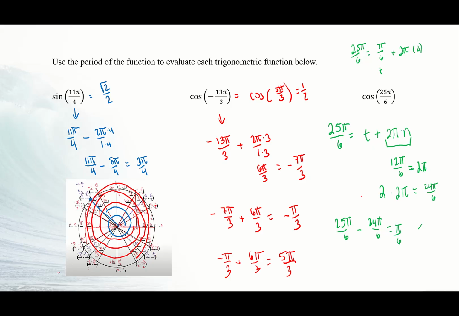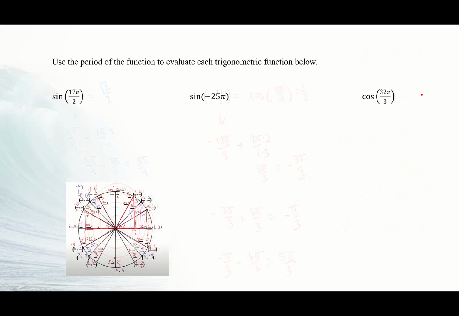Pi over 6. I'm getting crowded here, so I'm just going to focus on pi over 6, which is right here. Cosine is x, so my answer would be root 3 over 2. So far, so good. Let's try 3 more.